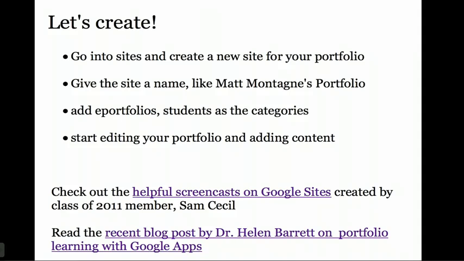So let's go ahead and create an e-portfolio. If you would like to create an e-portfolio as part of the Castanea e-portfolio network, all you have to do is go to your mail and click Sites in the upper left-hand corner and create a new site. And for categories, you're going to add e-portfolios as one of the categories and students as the other category. Unless you're a faculty member or a staff member, you would add faculty or staff if you'd like. And then by adding e-portfolios as one of the categories, all of our e-portfolios will be aggregated to one category in Google Sites.